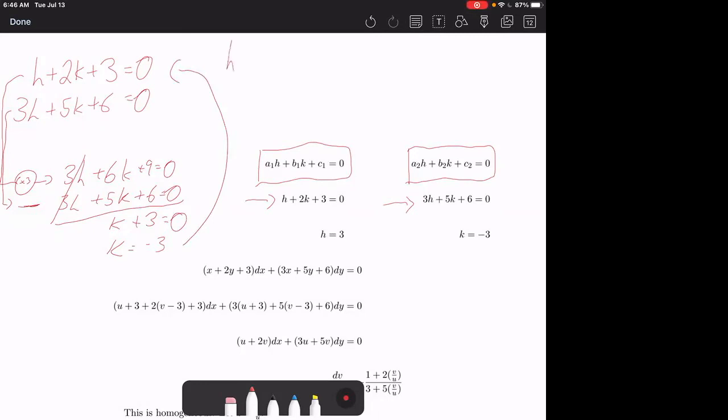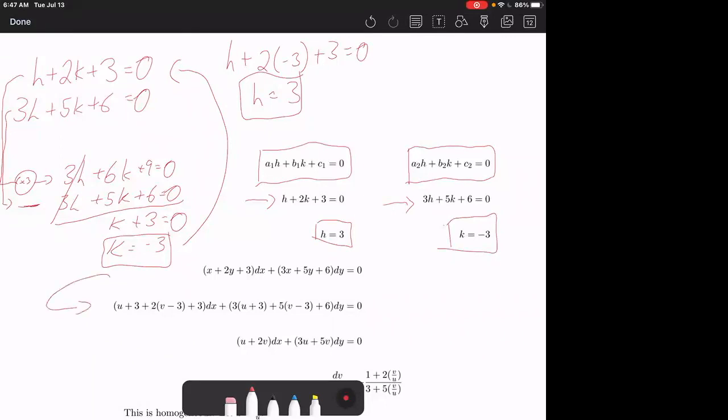And we get H plus 2 times negative 3 plus 3 equals 0, and that gives us that H is equal to 3. So H equals 3 and K equals negative 3, and those are the solutions we reached. Now we're going to plug those values into this equation.